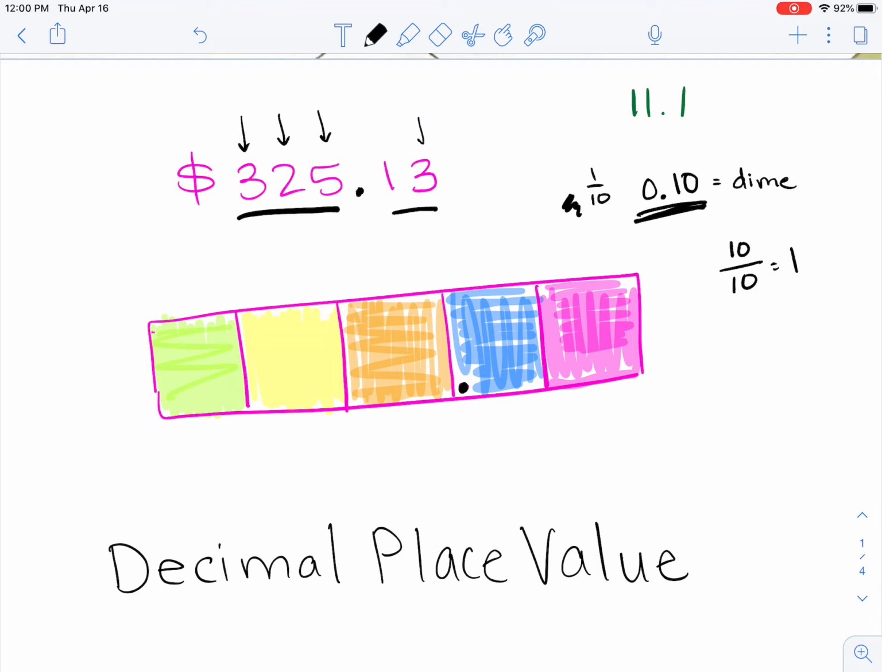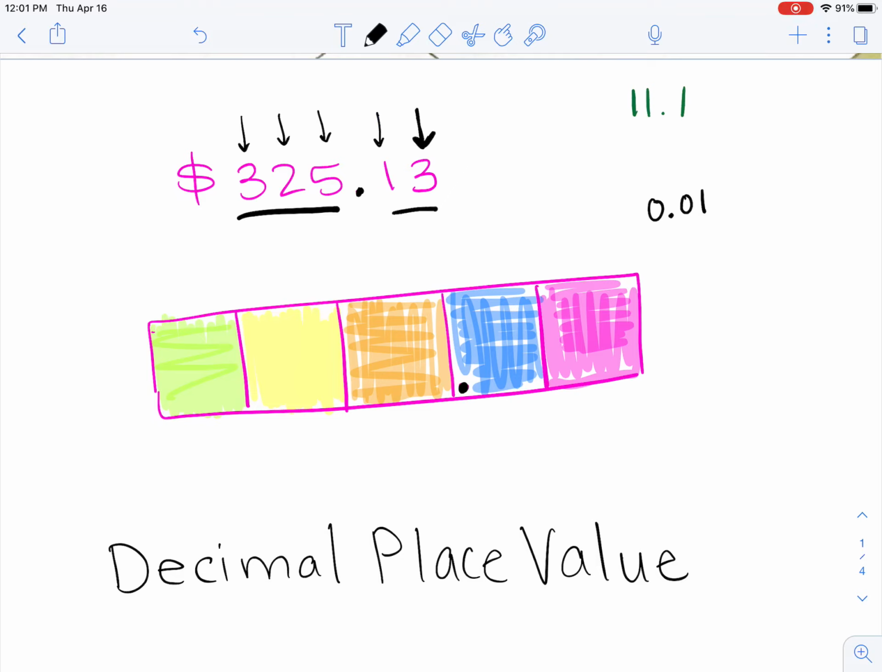Okay, now what about the 3? How would you give me 3 hundredths of a dollar? You give me 3 pennies, because how many pennies equal a dollar? 100. So this is 1/100th. A penny is 1/100th of a dollar. So a penny is worth 0.01. That's hundredths. Long word.